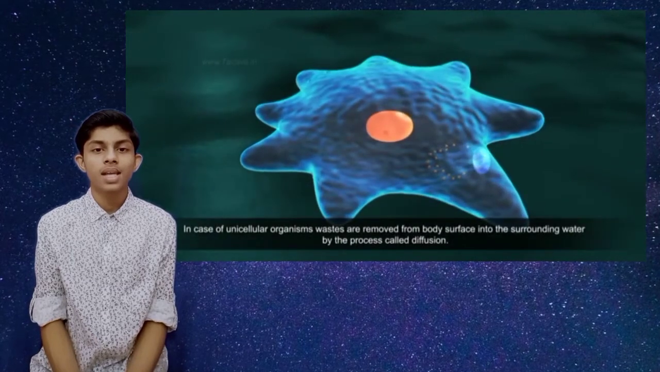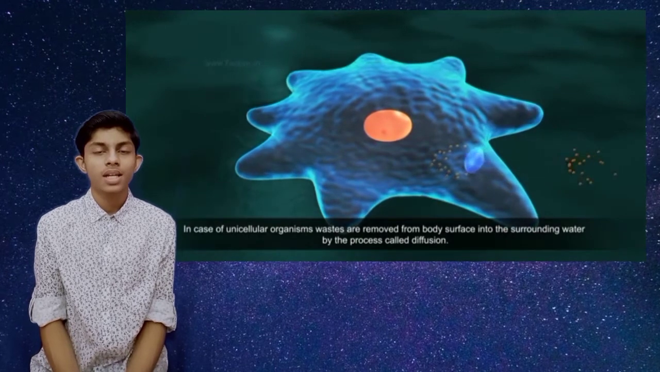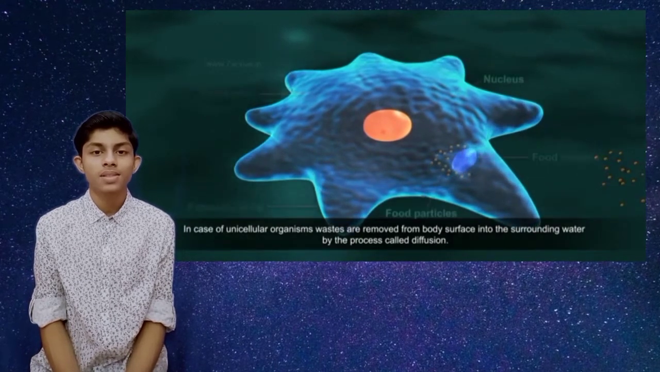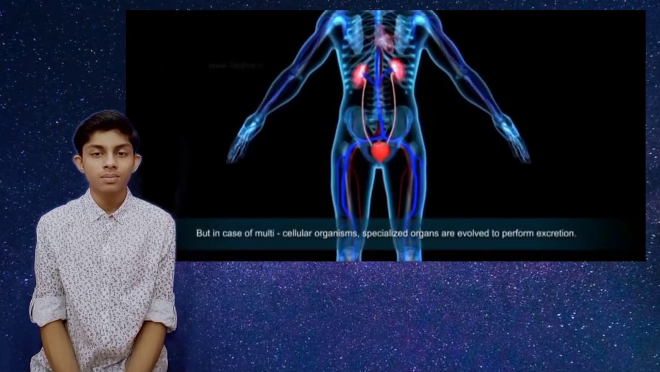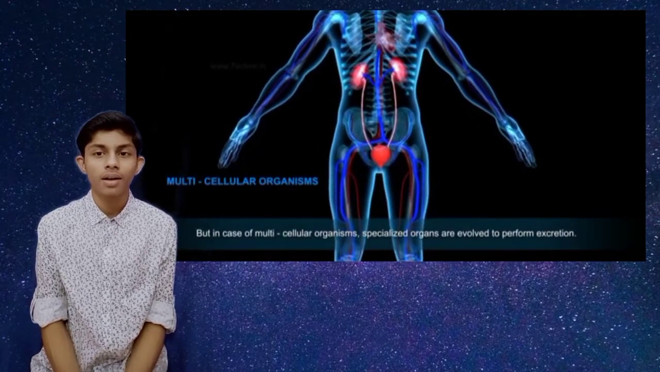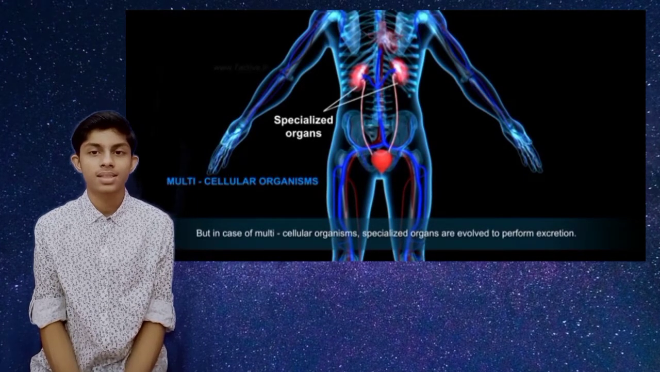In case of unicellular organisms, waste is removed from the body surface into the surrounding water by the process called diffusion. But in case of multicellular organisms, specialized organs are involved to perform excretion.